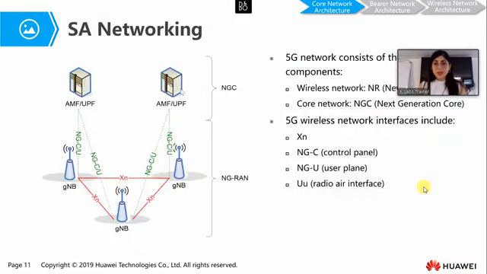So here we have the overview about also the interfaces. So this is the standalone networking. As we said, the communication between different base stations is accomplished through the Xn interface, while the communication between the base station and the core network is accomplished through the NG interface.